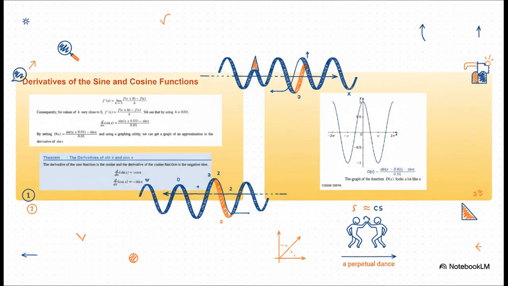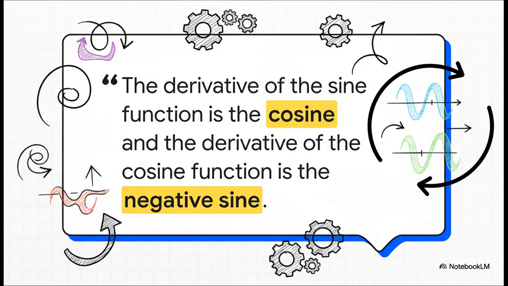It's amazing. And here's the part you really need to lock in. It's a perfect, predictable cycle. Sine's derivative is cosine, okay? Cosine's derivative is negative sine. Then negative sine's derivative is negative cosine, and that brings us right back around to sine. It's this perfect four-step loop. Honestly, it's one of the most elegant relationships in all of mathematics.